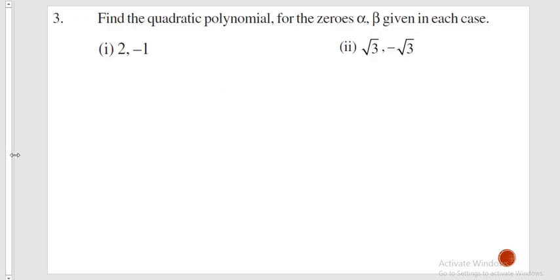Next, moving on to the next model. Here also we need to find a quadratic polynomial only, but here what is given is that the zeros are given as alpha and beta.